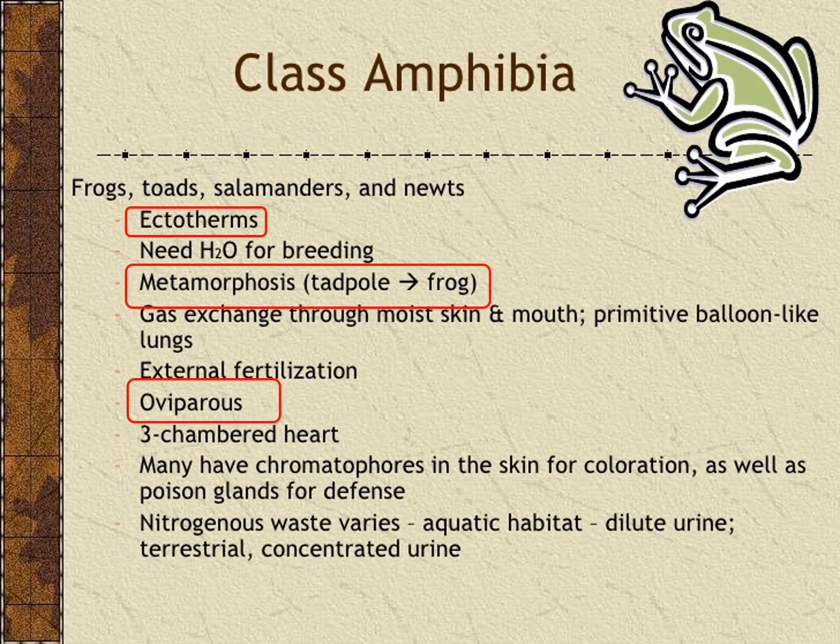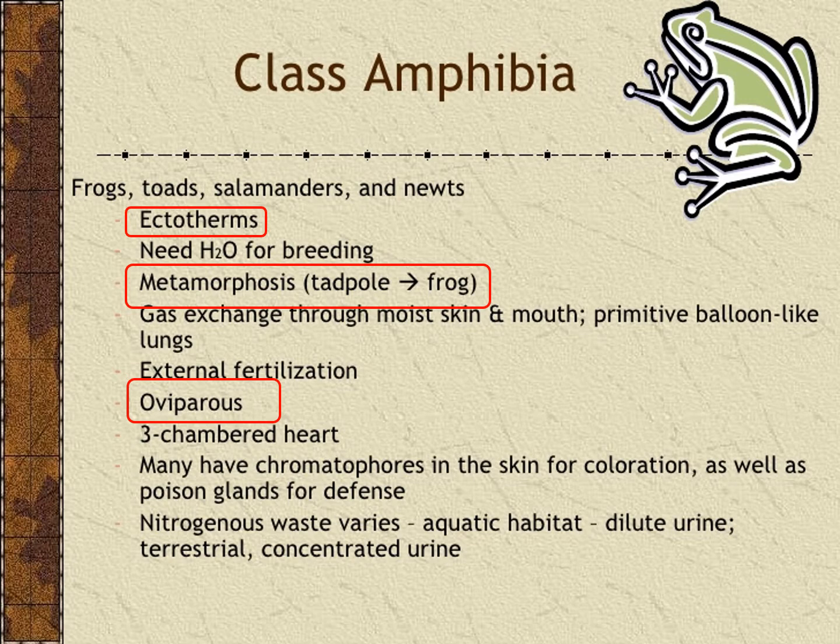Okay, the next class that we see is Amphibia. These classes are more understandable. I mean, you've heard of amphibians ever since you were little and you played with frogs. So from this point forward, most of the class names are going to be things that you understand or recognize. Frogs, toads, salamanders, and newts, okay?